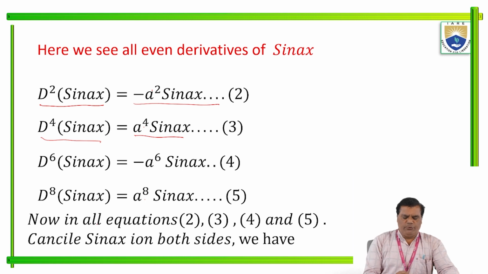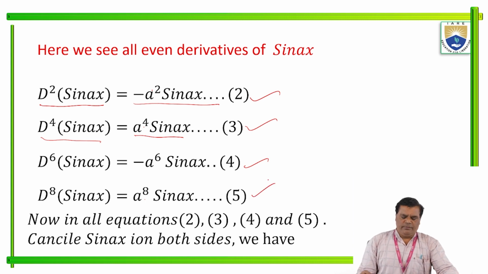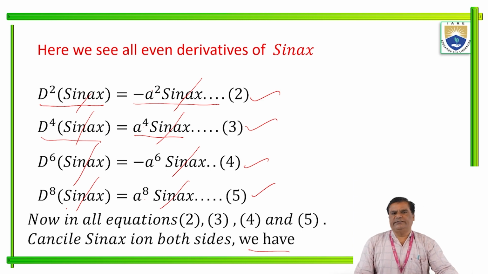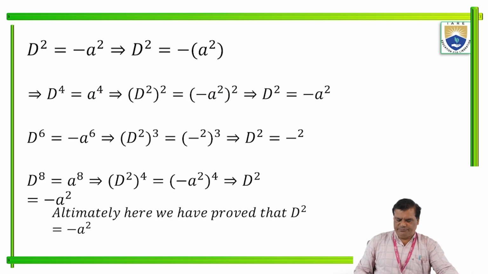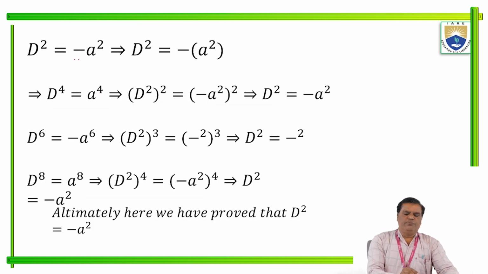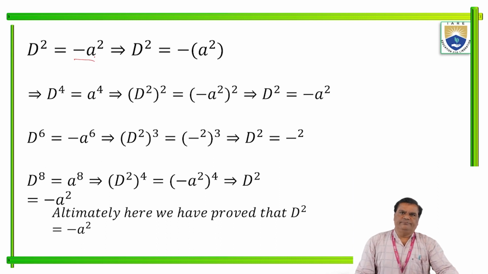So in all of equation 2, equation 3, equation 4, equation 5, we cancel the function on both sides. Sin ax is cancelled from this side to this side. The function is cancelled on both sides. Then we get D squared equal to minus a square.